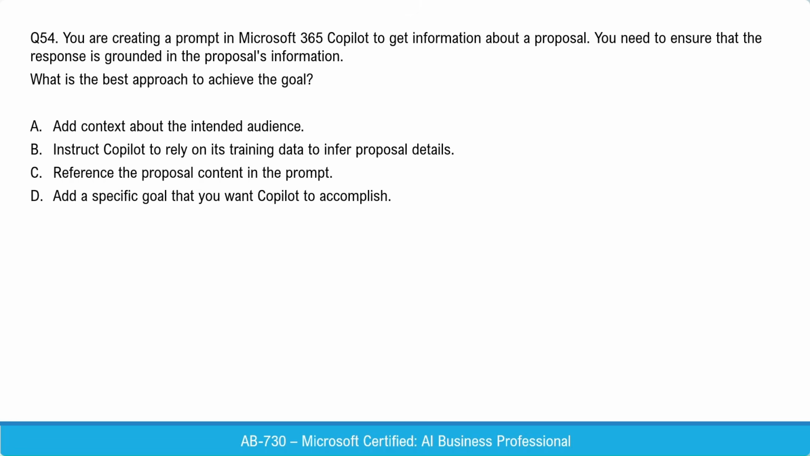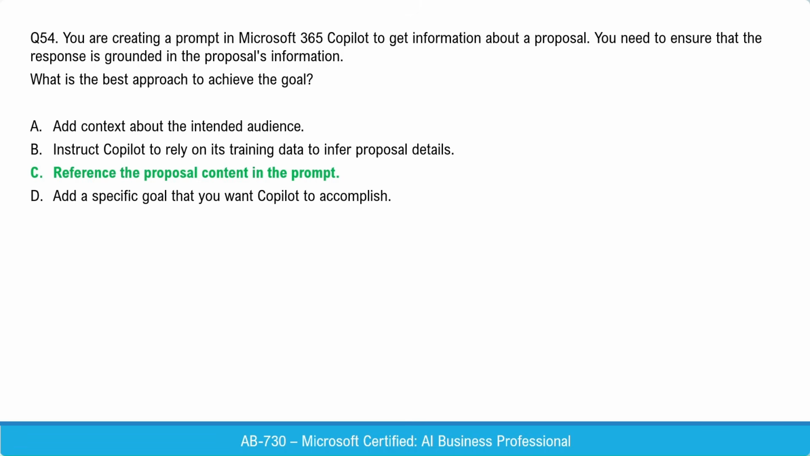Next question. You're creating a prompt in Microsoft 365 Copilot to get information about a proposal. You need to ensure that the response is grounded in the proposal's information. What is the best approach to achieve the goal? You have four options on your screen. Please go through them by pausing the video over here. The correct answer is option C, reference the proposal content in the prompt.